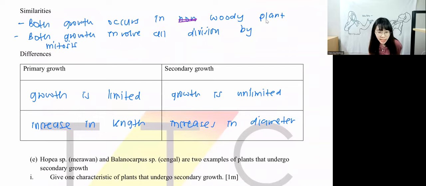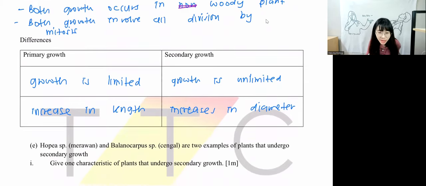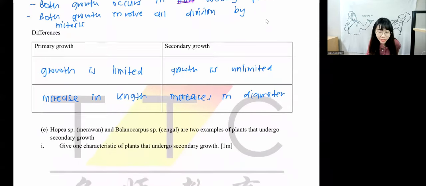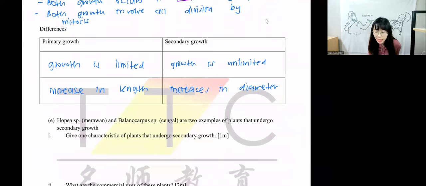Okay, next. Marawan and Chenggal are two examples of plants that undergo secondary growth. Give one characteristic of plants that undergo secondary growth. Now the plant that undergoes secondary growth has to be hard, woody, and strong. Since all of this timber needs to be hard so that they can make it into a building beam. If they are not hard enough, how are they supposed to survive?